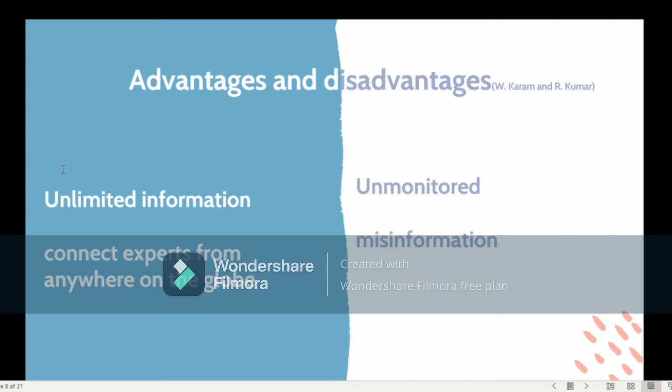But on the other hand, social media is not monitored and it's full of misinformation. And that's also due to the fact that anyone can upload at any time. So let me tell you an example of misinformation. There is a website called Wikipedia. Many students are using Wikipedia as a source of information. However, it's not reliable because it can be edited by anyone, and also the editors can have agendas or biases.